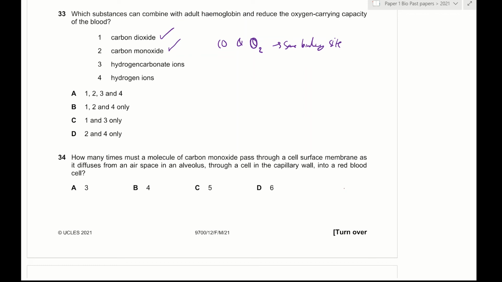Therefore, this is correct. 3. Hydrogen carbonate ions. No, hydrogen carbonate ions do not decrease the oxygen carrying capacity. It is hydrogen ions, not bicarbonate. Hydrogen ions, as we said in the first point, combine with hemoglobin, forming hemoglobinic acid, and oxygen is released. So this is correct, and the answer is going to be B.